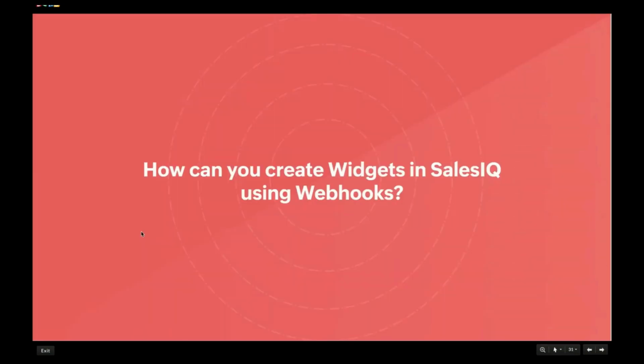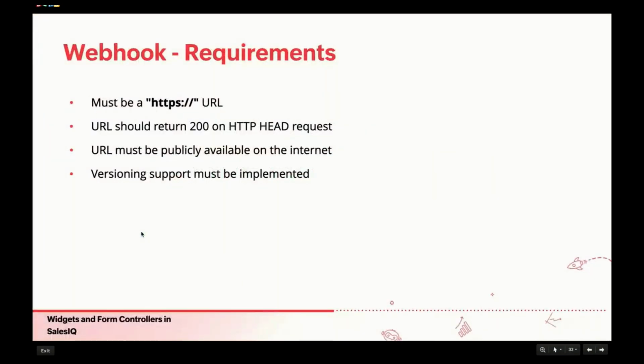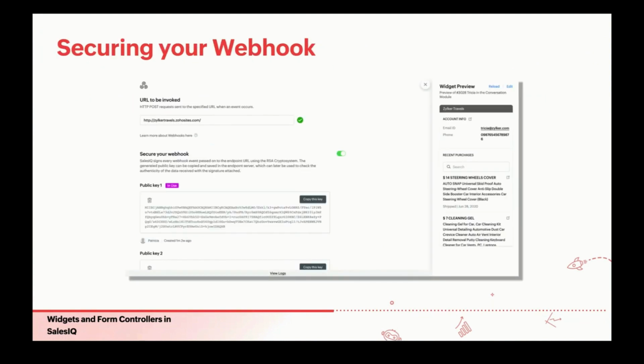So there are a few requirements that you have to follow to build your widgets using webhooks. First of all, your URL must be an HTTPS URL, and it has to be publicly available on the internet, and it must return 200 on an HTTP HEAD request. Also, versioning support must have been implemented. So make sure you meet all of these requirements before you start building the widget using the webhook platform.